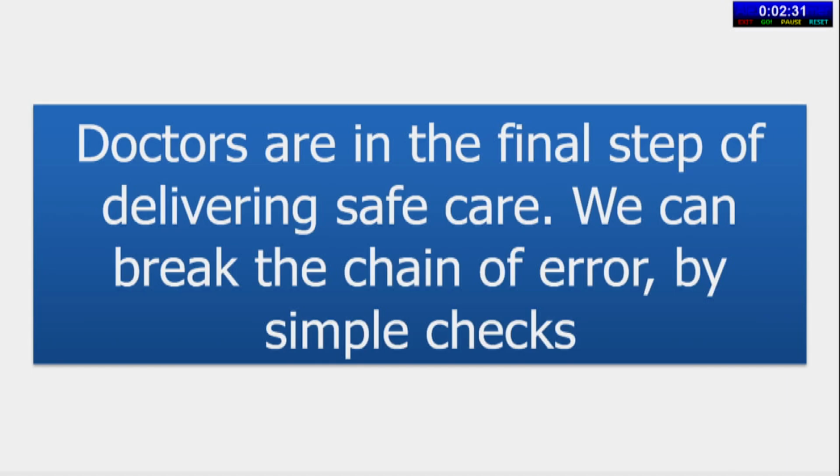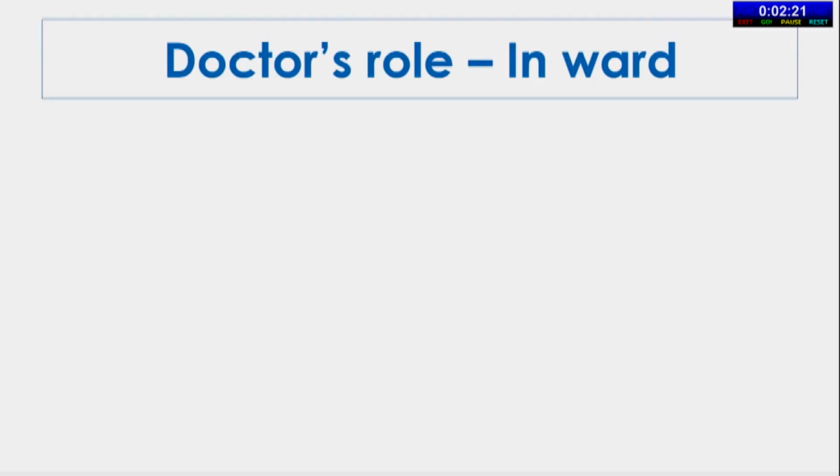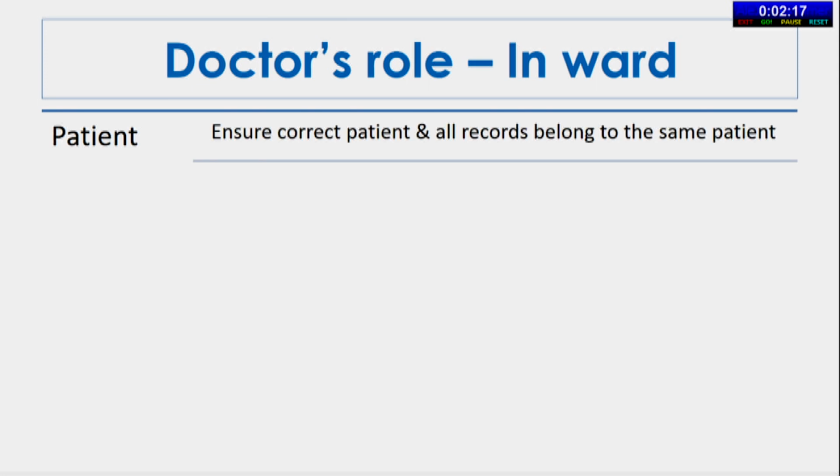So finally, we are in the final step of delivering safe care, and only we can break the chain, at least at the final point. Once it crosses us, probably the error is done. So the role of the doctor in the ward or in the preparation room is to ensure that it is the correct patient being operated, and that all the records belong to the same patient.